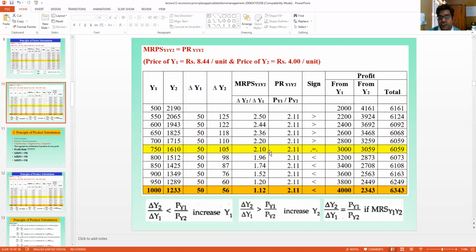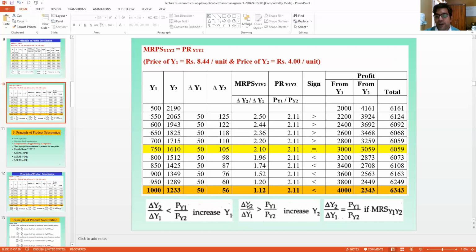Yes. So here we have MRPS, marginal rate of product substitution. This is more than PR. Why? 2.36 is more than PR. Profit is 6068. Now, to maximize profit, what you have to do? Increase Y2. So from 1825, the Y2 is increased to 1943. The farmer is getting his profit maximized. From 6068, the profit now increases to 6092.